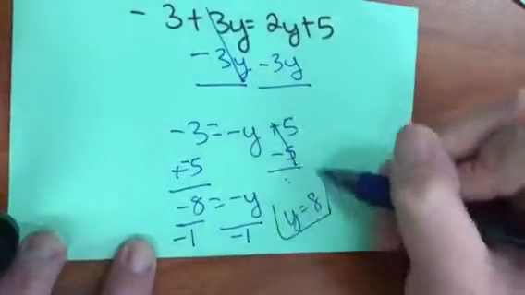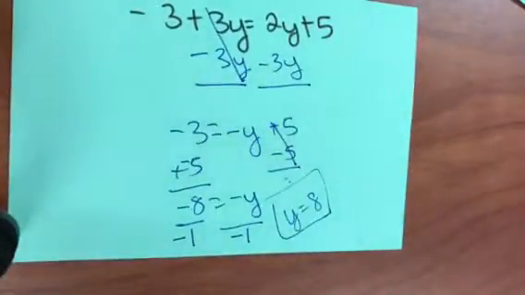This is super simple, guys. It's going to check itself. I know you guys have been doing great on two-step equations. Now we're just going to add in that extra step.